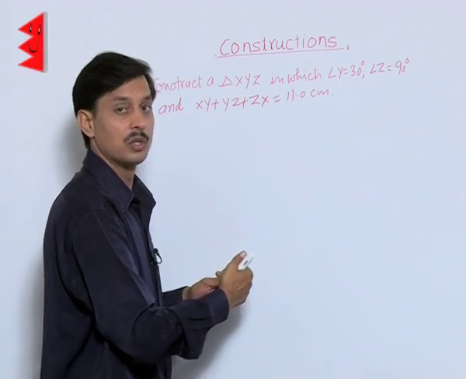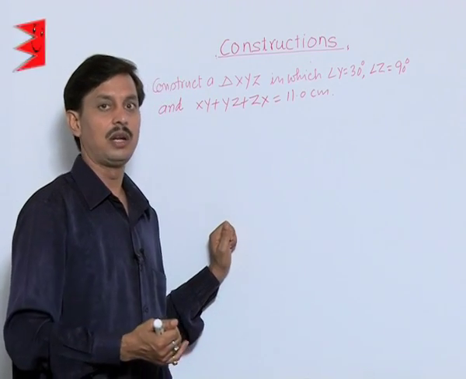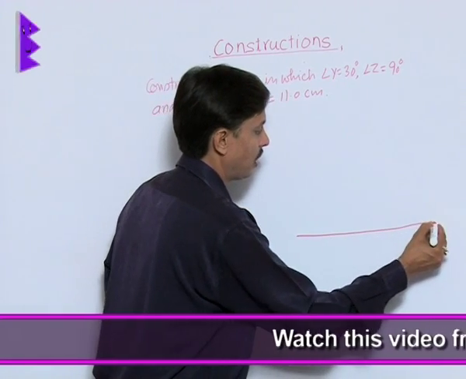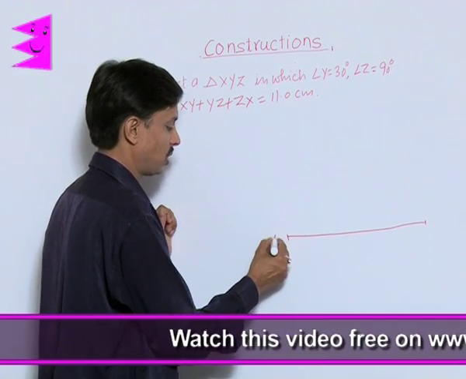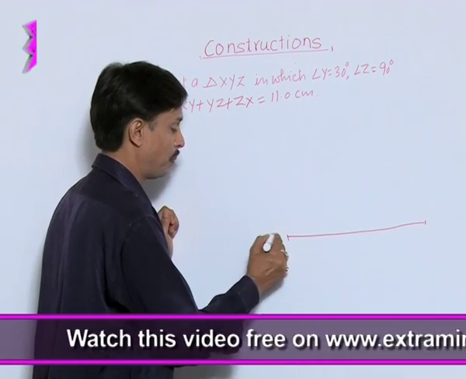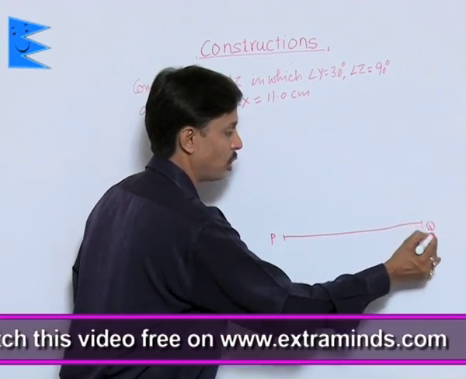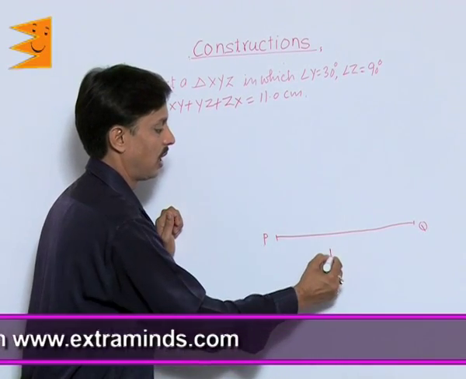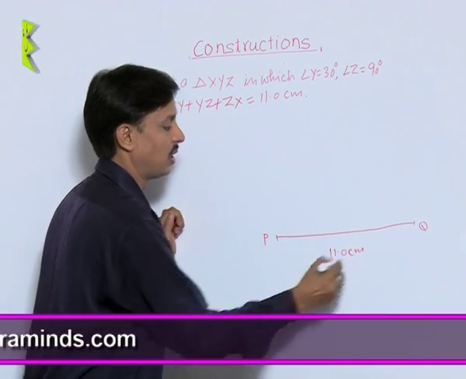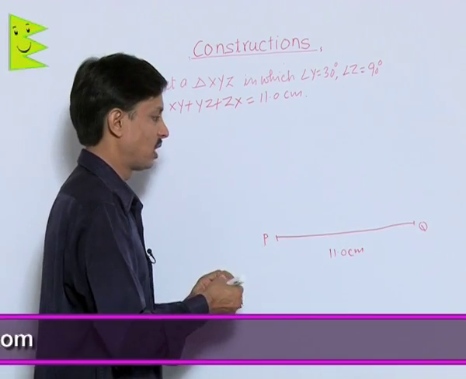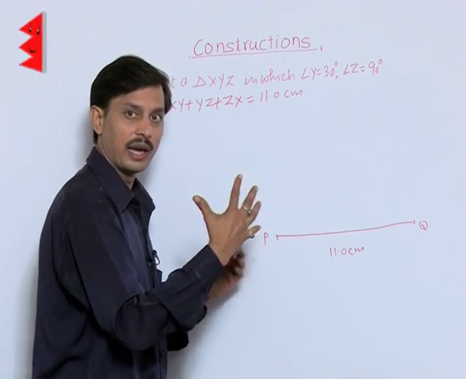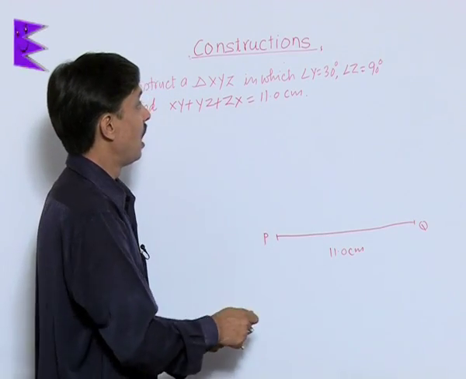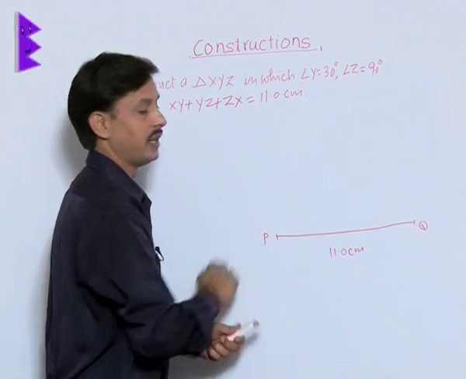So take the pencil and the scale, and draw any line, suppose this point is P and this point is Q. Do not take XY or the given points, and the length is 11 centimeter. First step, PQ, any line segment of length equal to the perimeter. Angles are given, 30 and 90.